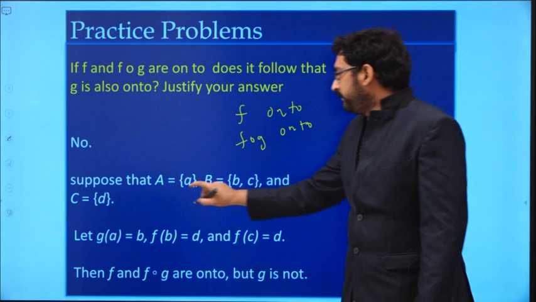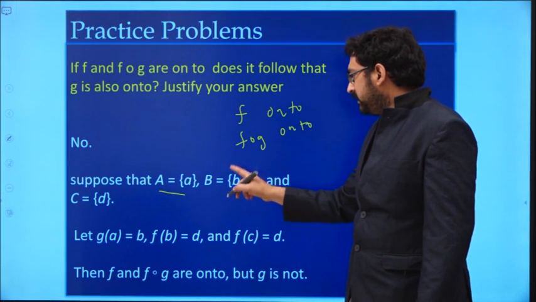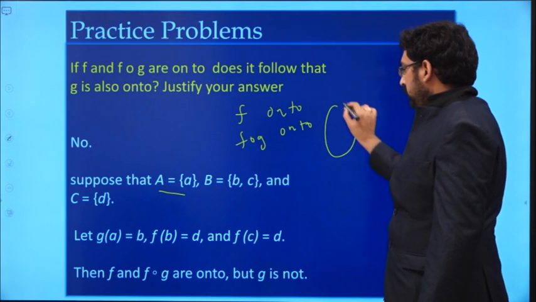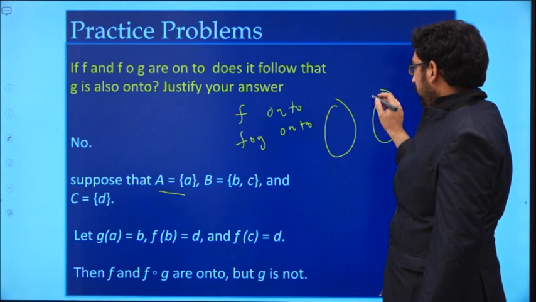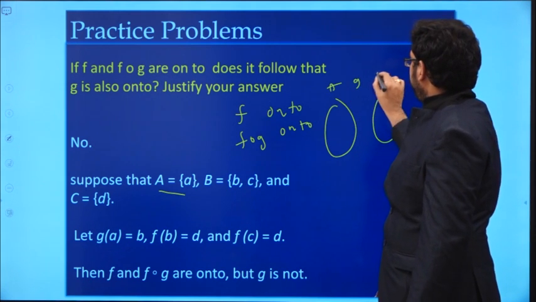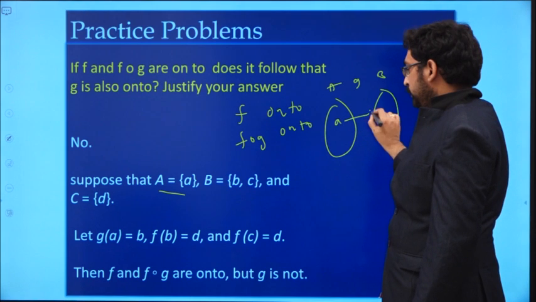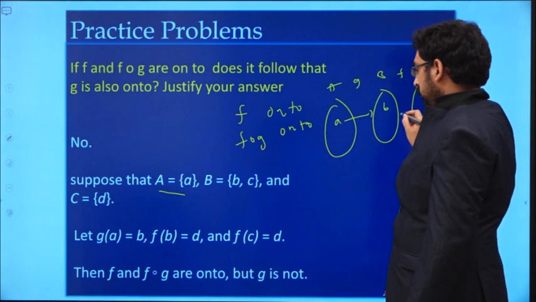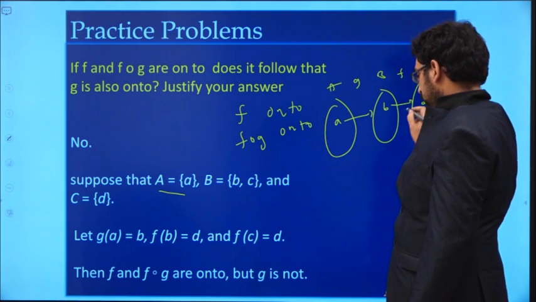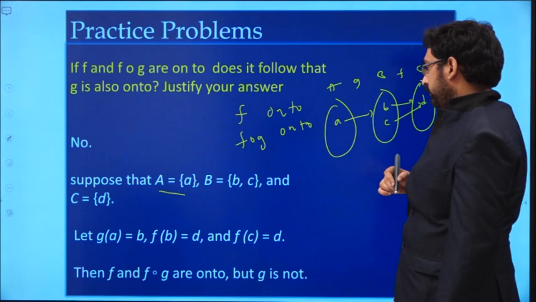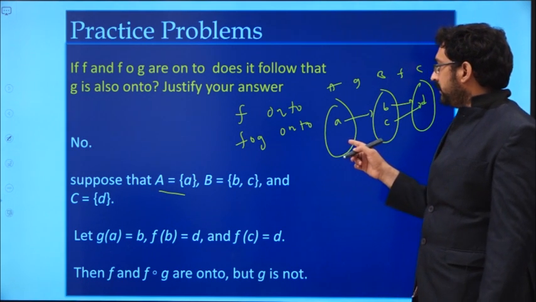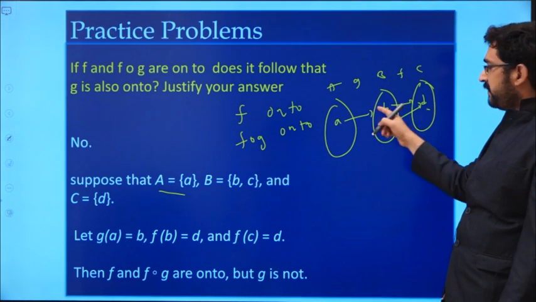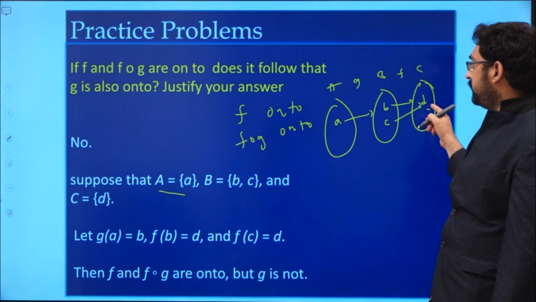Here an example is given. A is defined as the set containing a, B contains b and c, and C contains d. Here g is a function from A to B. What is g? a is assigned to b. f is a function from B to C. Here b is assigned to d, and c is assigned to d. So here f is onto because every element in the codomain has a mapping. So here f is onto.